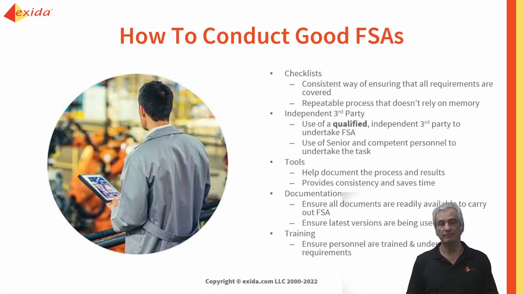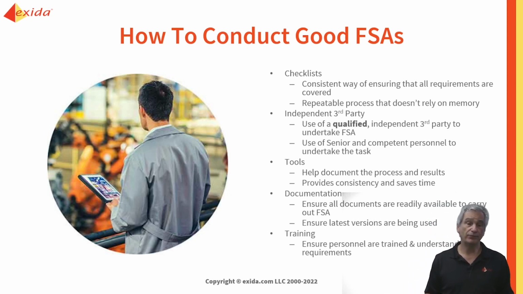So how can we get good results from our FSAs? Well, one of the first things is checklists. If you have a checklist, you can make sure you don't miss anything. And of course, you can have them for each of the FSAs because the scope of the FSAs are going to be slightly different each time. I always use my pilot's analogy. Commercial pilots fly thousands of hours, and every time they get into the cockpit, they don't rely on memory. They refer to their pre-flight checklist to make sure everything's okay, and that way they don't miss anything, and of course it breeds consistency and repeatable results.